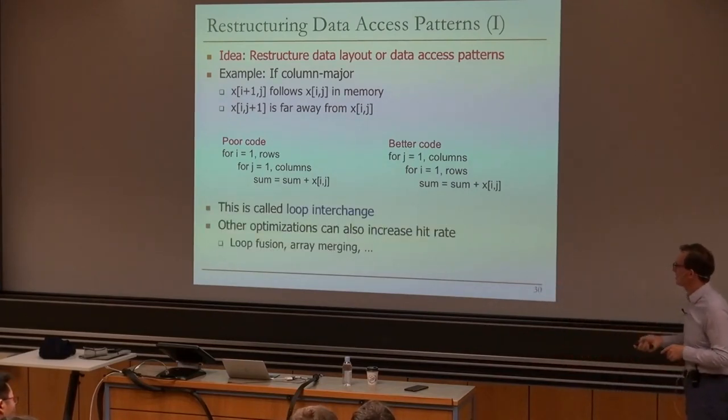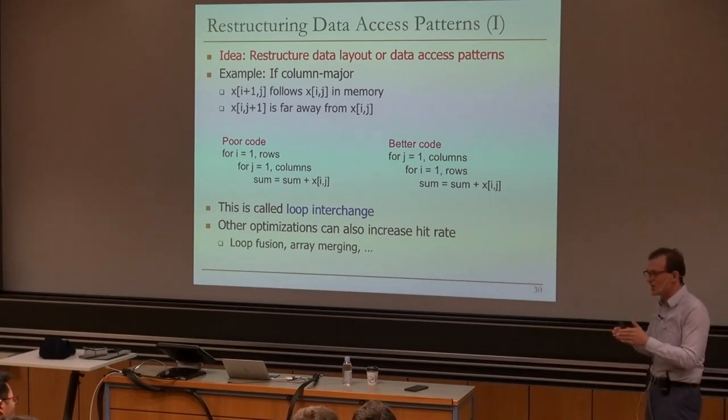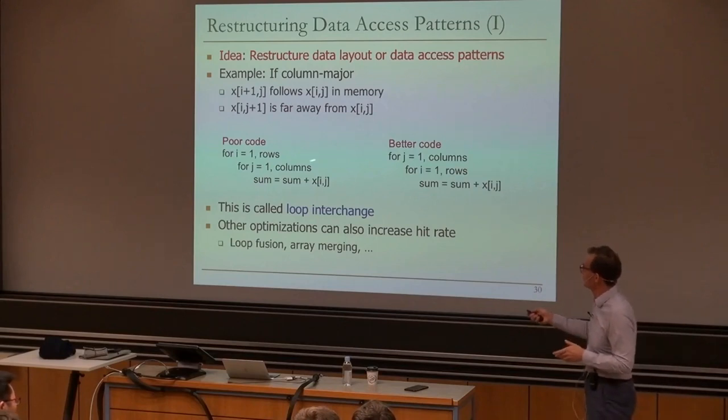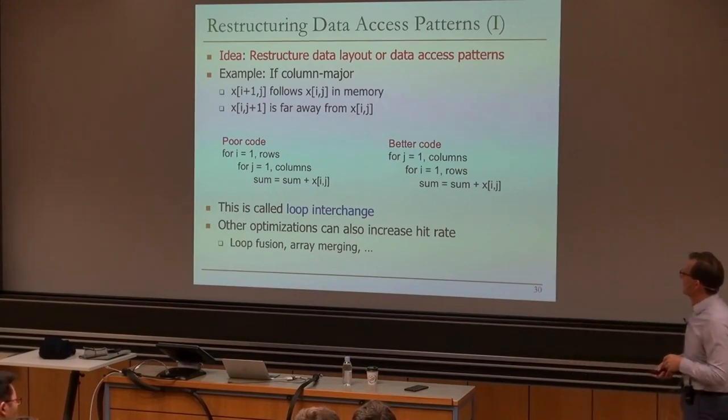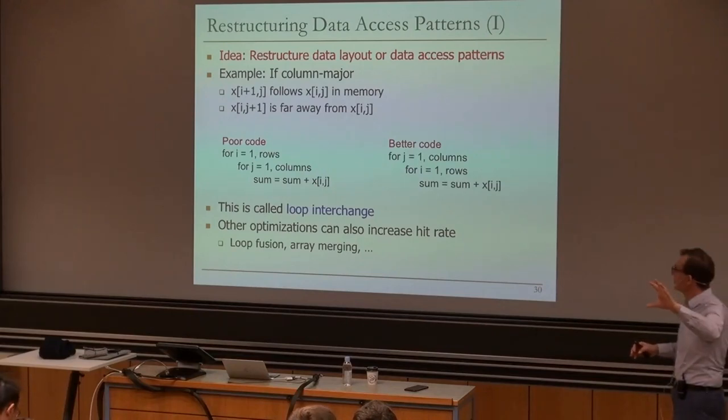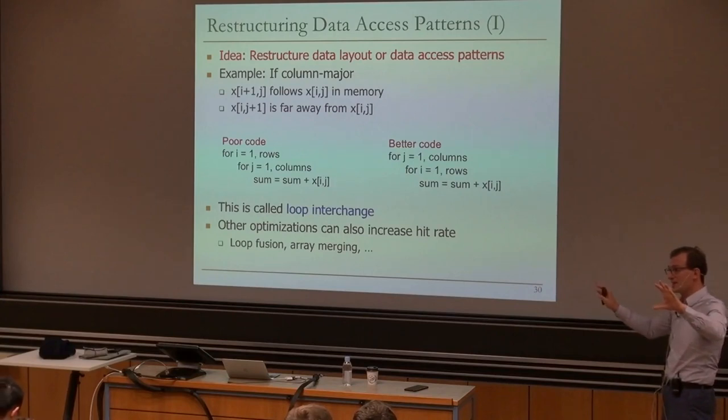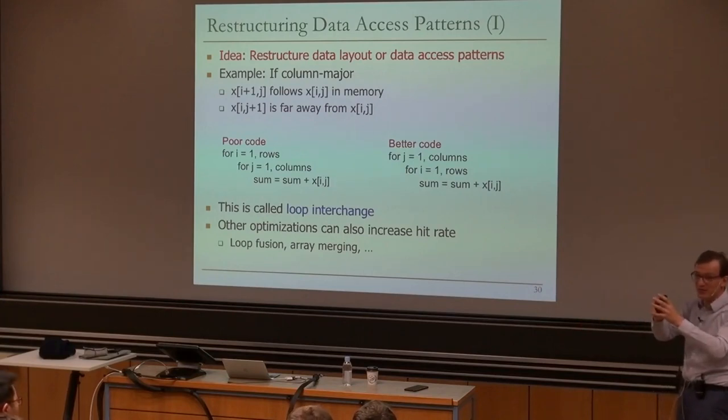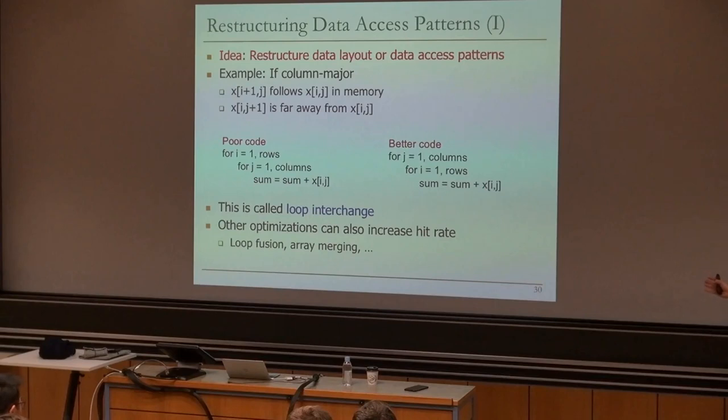Basically, you touch cache blocks, you touch data that are close together in memory as opposed to far away from each other. And other optimizations also increase hit rates. There are many optimizations like fusing loops. If one loop touches the same data as another loop, you may want to fuse them together and then do something else after that, right?